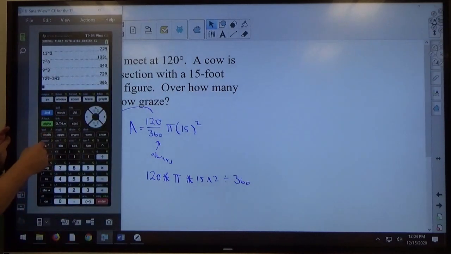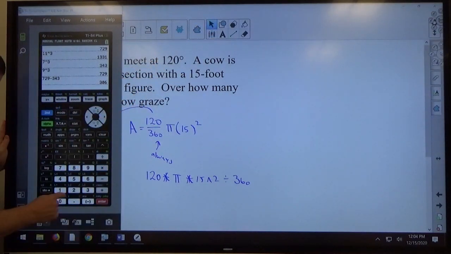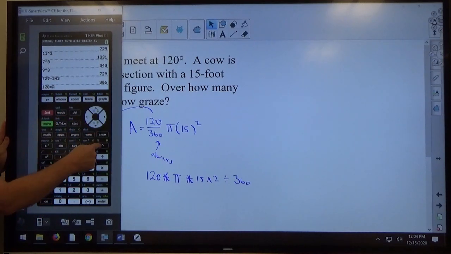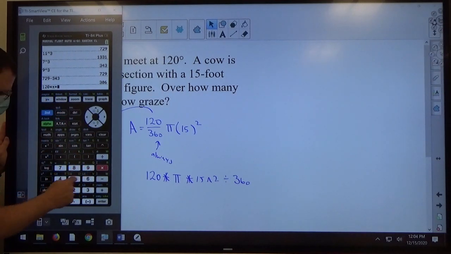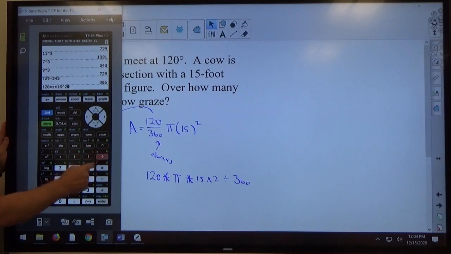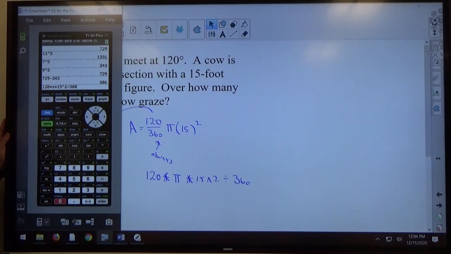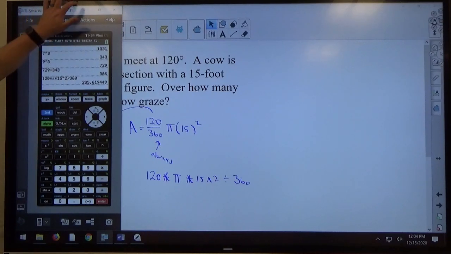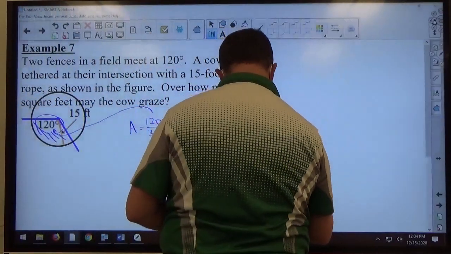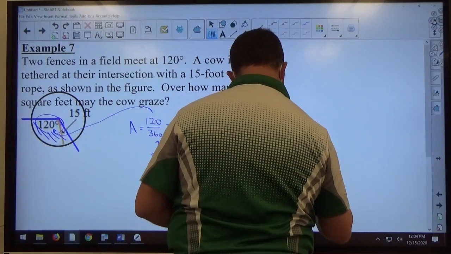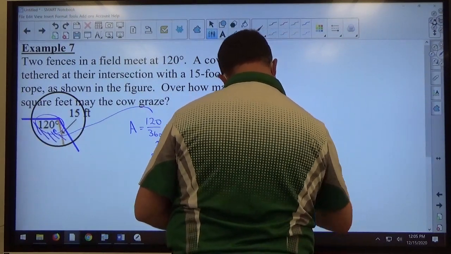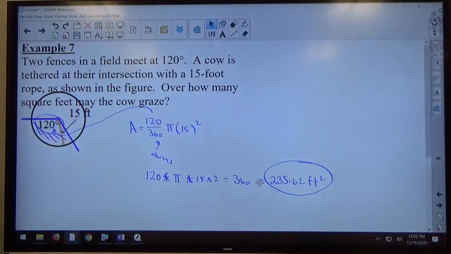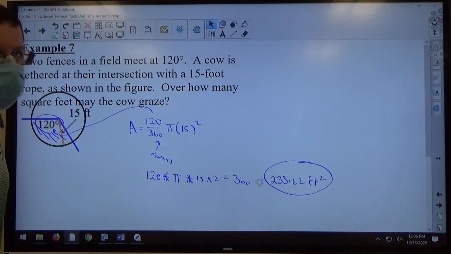So I go to my calculator, and I type in 120 times pi, use the pi button, times 15 squared divided by 360. My calculator knows to square 15 before it does all the multiplication. It knows to do all the multiplication before the division. So, 235.62 square feet. And that's the amount of space the cow has to graze. That's a lot of square feet. Hope he's hungry.